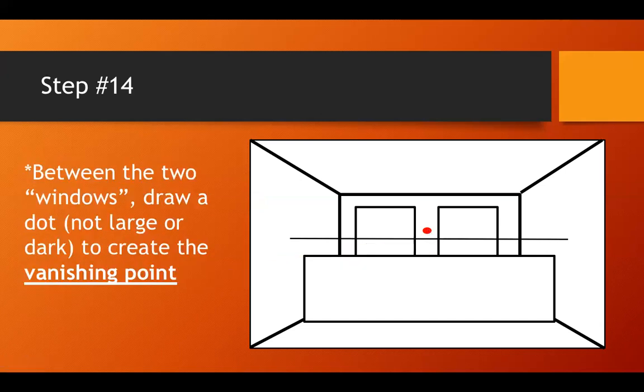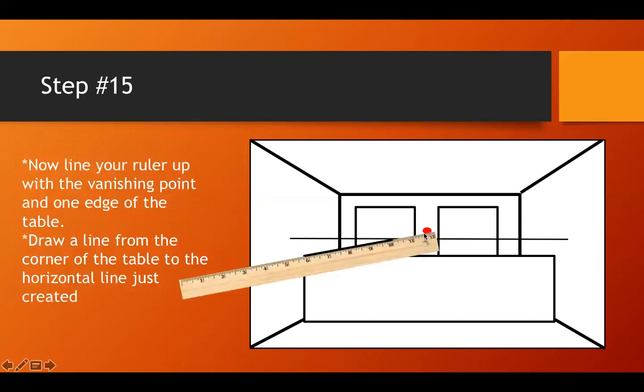And now we're going to create the top of our table. So we have the front of our table, but we need to make the top where the people are going to actually set their food. So you're going to line your ruler up in 3 spots. Your ruler needs to touch the corner of this table. Your ruler needs to touch the line up here. And your ruler needs to touch the vanishing point. So see how my ruler's touching here, here, and here?